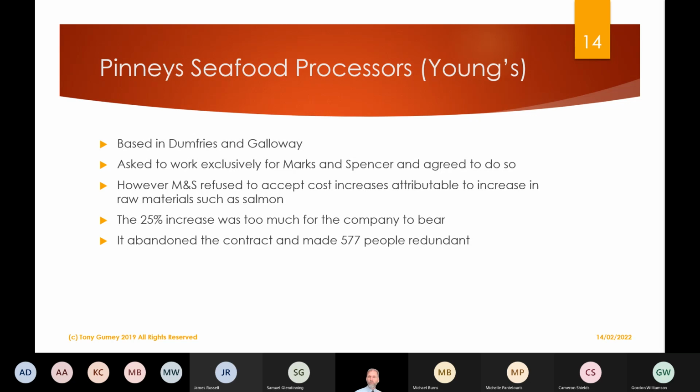But if you're only doing work for one other organisation, and that work then becomes, I was about to say not profitable, but it wasn't even breaking even, then what can you do? And nearly 600 people lost their jobs as a result. Finance makes and breaks organisations.